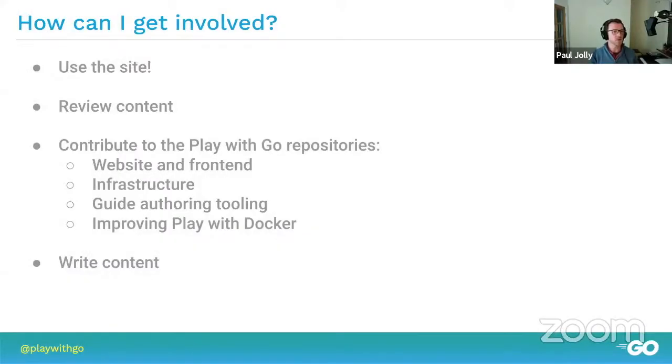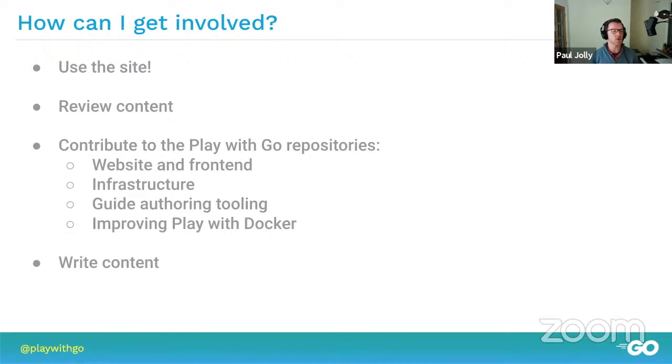So how can you get involved? Well, as with so many Go projects, one of the best things to do is actually to use the package, use the module, whatever it is. In this case, use the play-with-go.dev website. Help review content. If you spot issues there, please raise an issue with us in the GitHub repository. We'll happily fix it. Or if you want to contribute a fix, please do that too.